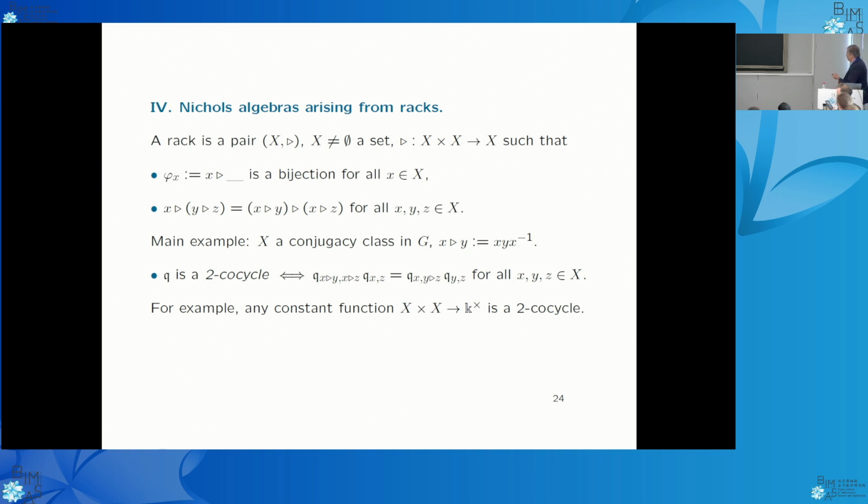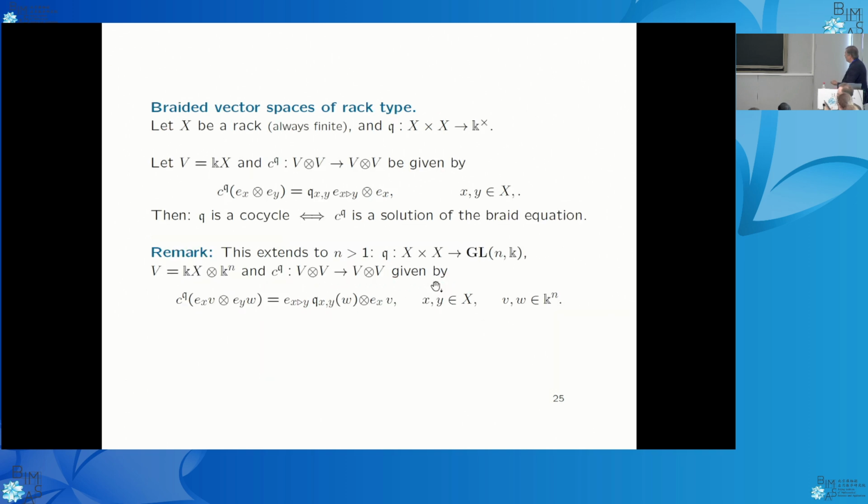So again, I repeat what I said before. A rack is a non-empty set with an operation which, fixing the first element, gives you a bijection, and it's self-distributive. And the main example is a conjugacy class. A cocycle is a map from X times X to K minus 0, satisfying this equation. And given a finite rack and a cocycle q, you take K of X equal to V, the space with basis indexed by X, and define c_q by this formula.